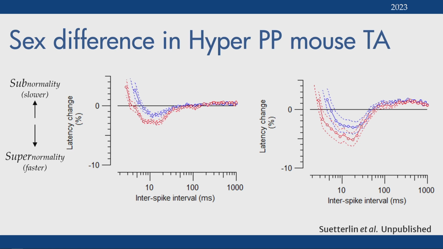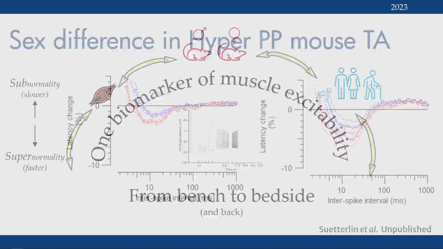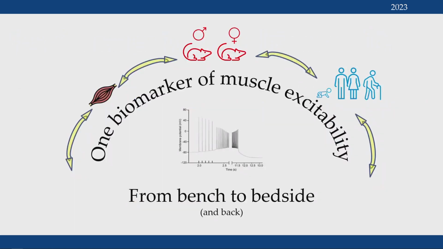So there were hind limb dragging episodes. They were never observed in the forelimbs, and the sex differences weren't as apparent in the triceps. So really, what I would like to suggest is that we can benefit from using the same biomarker or the same measure of excitability across the translational spectrum.